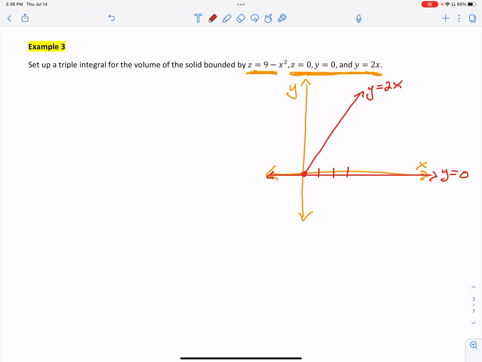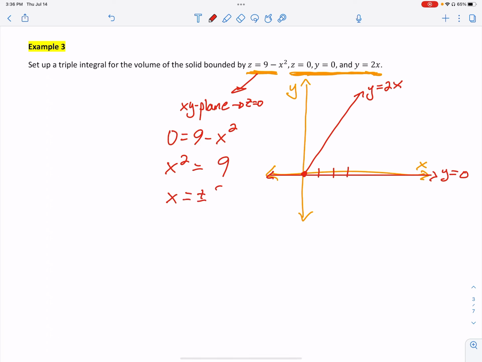So what I can do is take that surface equation right here, and the xy plane happens when z is 0. That is the xy plane, so I'm just going to plug in 0 and solve. This is going to give me my other x bound. So x squared equals 9, so x is plus or minus 3, but we only have one of those options, so it actually bounds it right in there. So we're trying to find the volume that is above this triangular region right here.